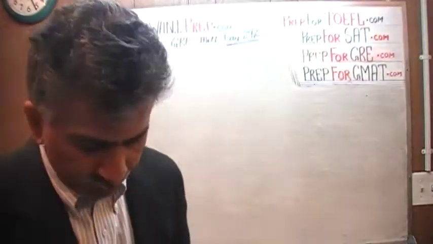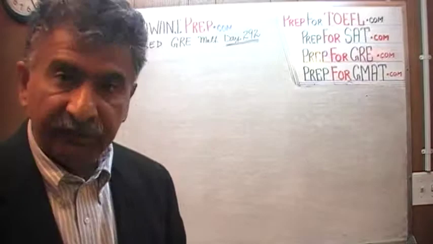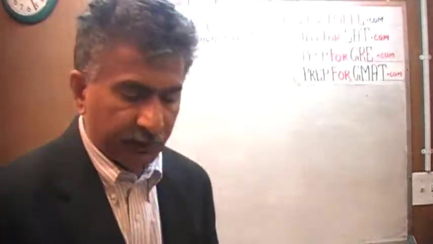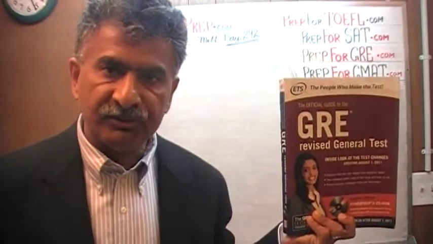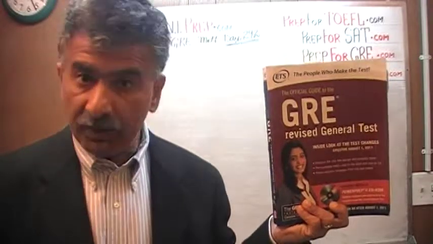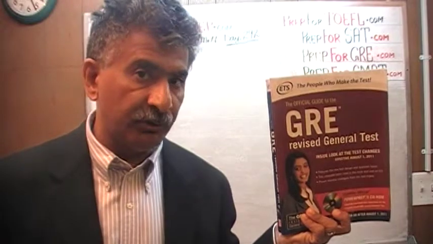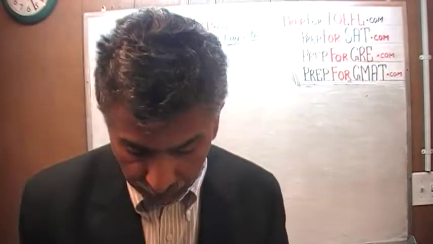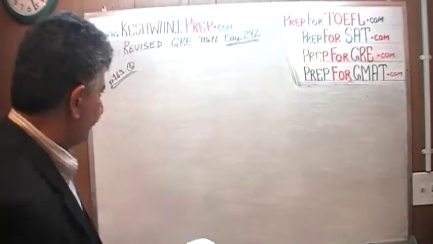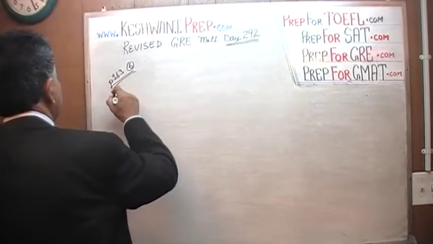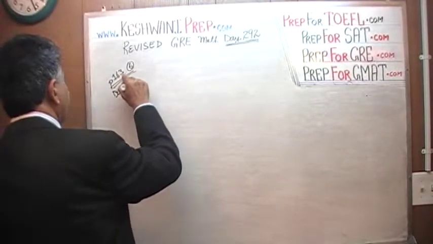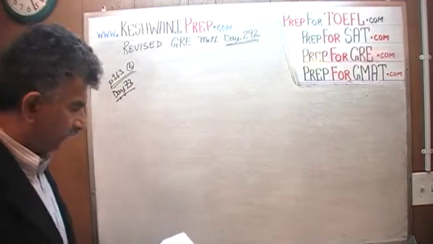Problem number 6 that you see there on page 163 is the exact same problem that appeared in the first edition of the revised GRE. We have already solved all the problems from the first edition. We're just redoing them right now. If you're interested in watching the original solution, you will find it on day number 73. Day 73 is when we solve the same exact problem.